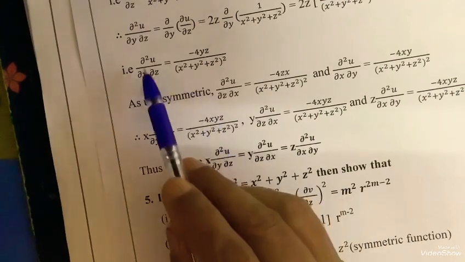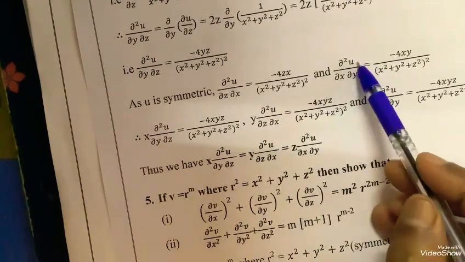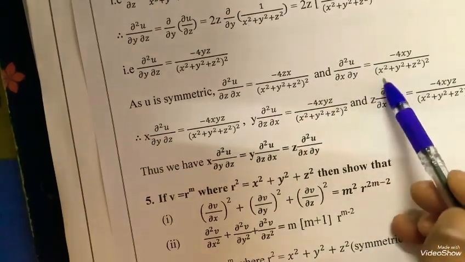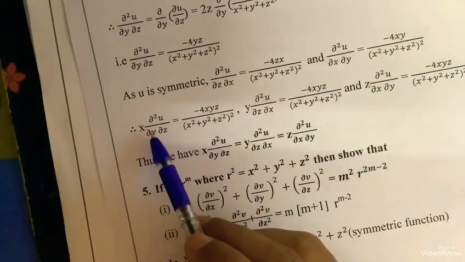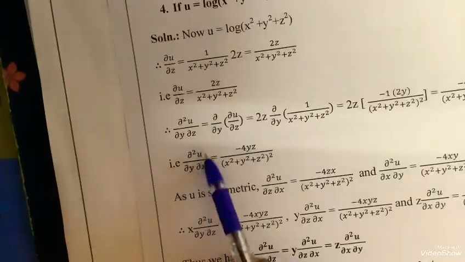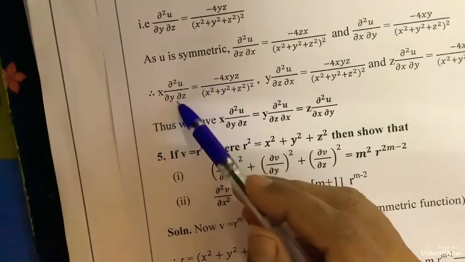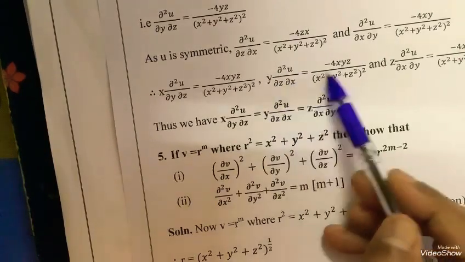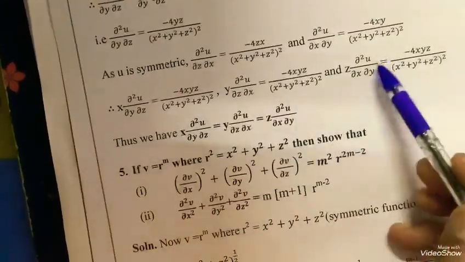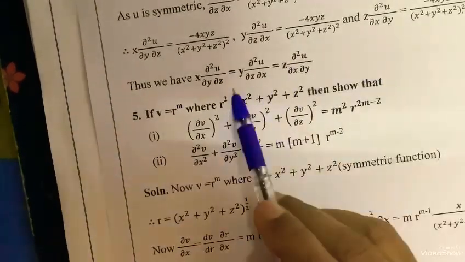As u is symmetric, what is ∂²u/∂z∂x? Minus 4zx, denominator same. What is ∂²u/∂x∂y? Minus 4xy over (x² + y² + z²) whole square here. Okay. Therefore, now multiply this by x. If you multiply this by x, this is 4xyz with the minus sign. Therefore, x into ∂²u/∂y∂z is minus 4xyz upon this, and y into ∂²u/∂z∂x is also minus 4xyz divided by this, and z into ∂²u/∂x∂y is minus 4xyz upon this. Therefore, all the three are equal here.